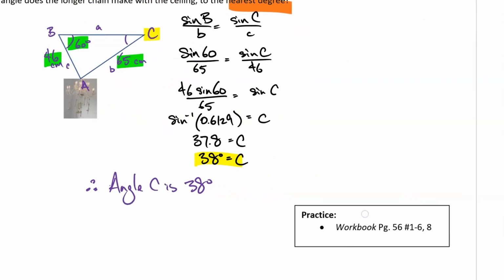Anything else I want to say? Yep, get some practice in with the workbook, page 56, numbers 1 to 6 and 8. Check your answers. Take pictures of your work, post it onto the portfolio. I am keeping track of everybody's work, and some people are putting in some hard work, so keep that up. We've also got practice questions that I'm assigning to you guys on that IXL site.